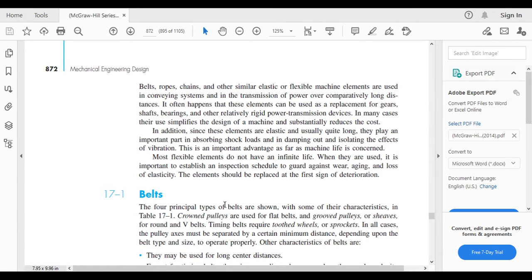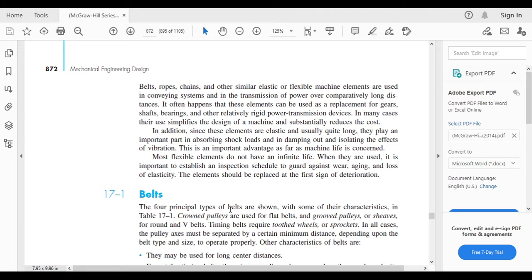Belt, rope, chain and other similar elastic flexible elements are used in conveying systems and in the transmission of power over comparatively long distances. It often happens that these elements can be used as a replacement for gears, shafts, bearings, and other relatively rigid power transmission devices. In many cases, their use simplifies the design of a machine and substantially reduces the cost. You have learned before about gears and bearings. This is another way to transmit power, using belt, rope, and chain.